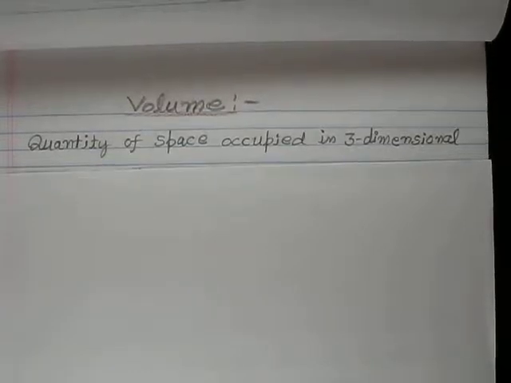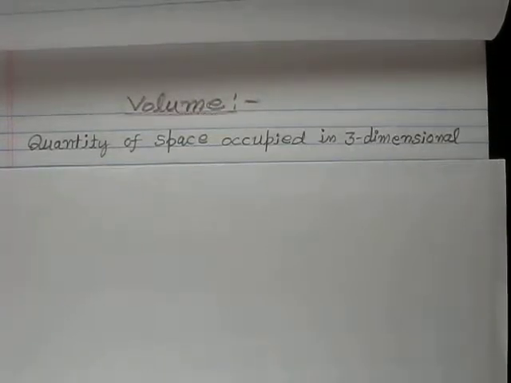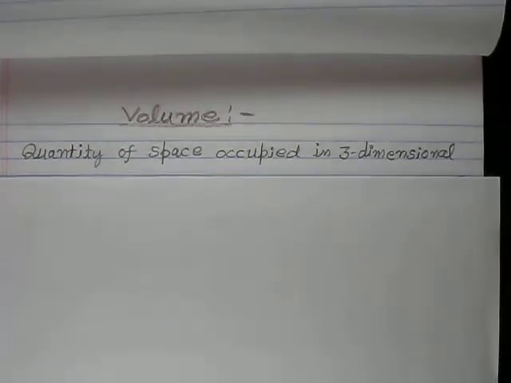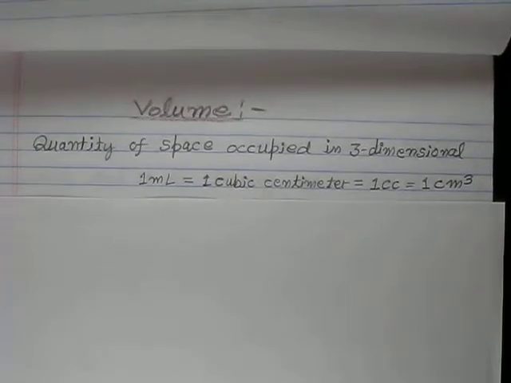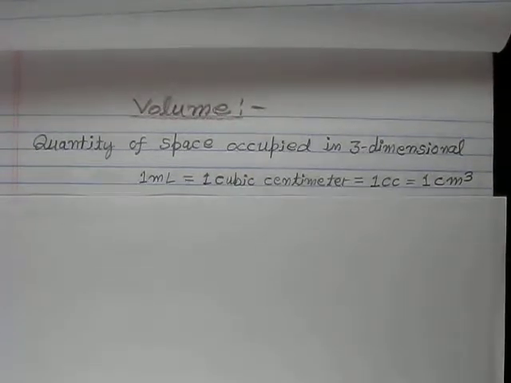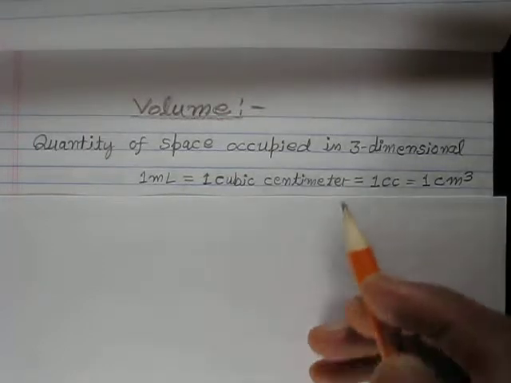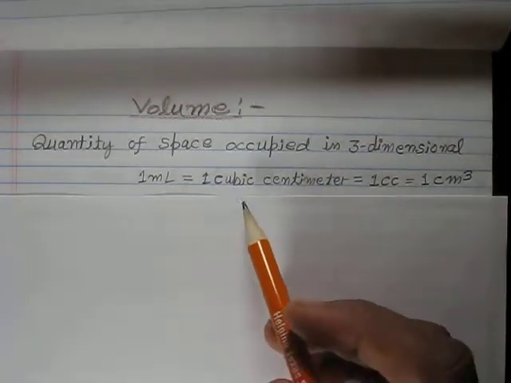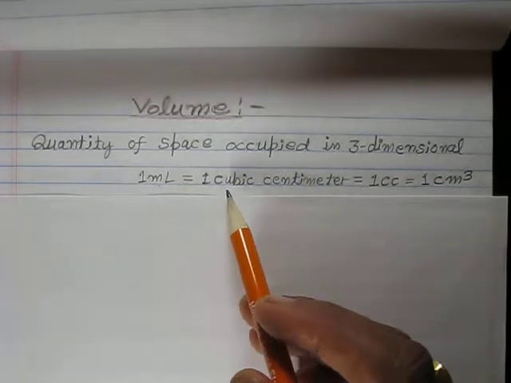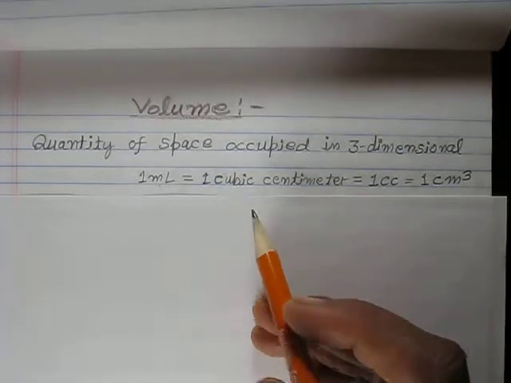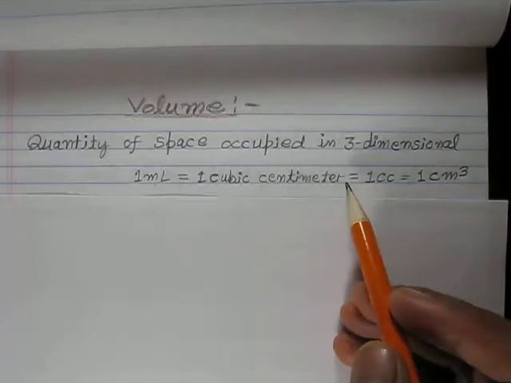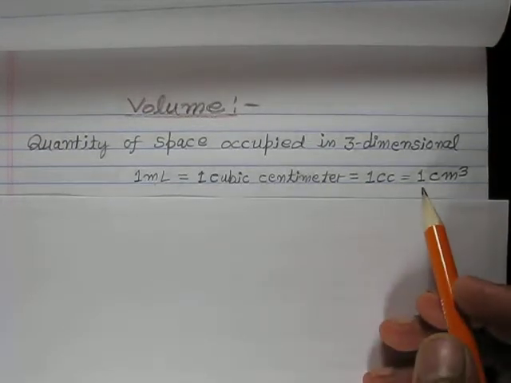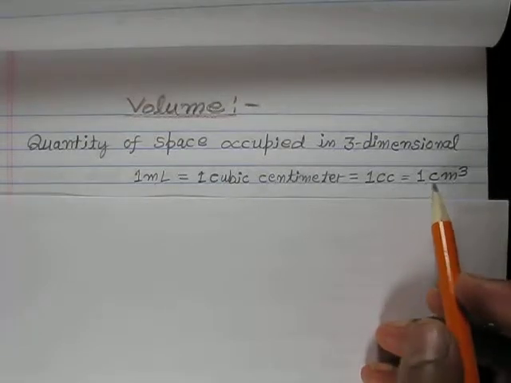So volume is a derived unit from the SI units. It is the quantity of space occupied in three-dimensional space. Whatever quantity is occupied in a three-dimensional area or space, that is called the volume. It is usually measured in 1 ml, and 1 ml is also called a cubic centimeter. Cubic centimeter can be represented as 1 cc, or you can also say 1 centimeter cube.